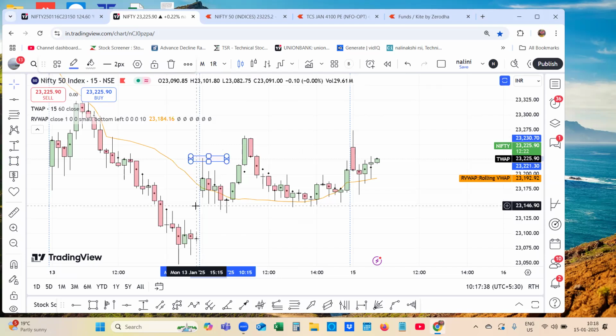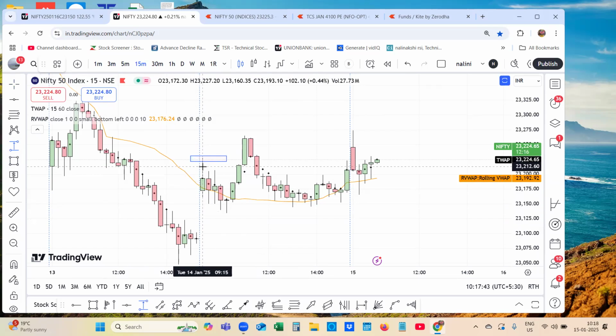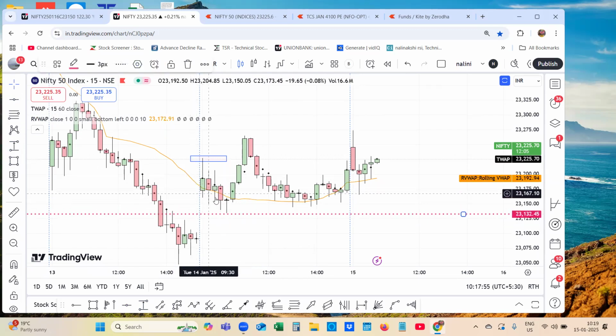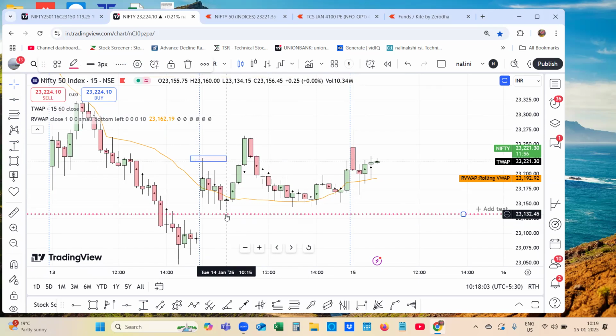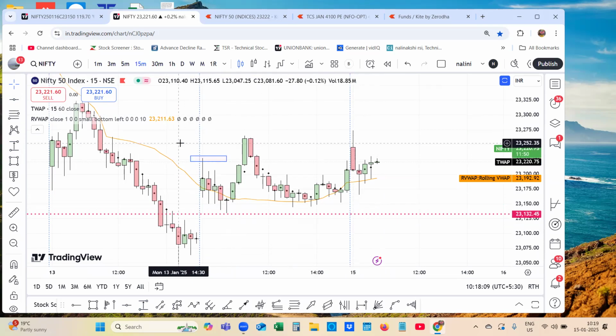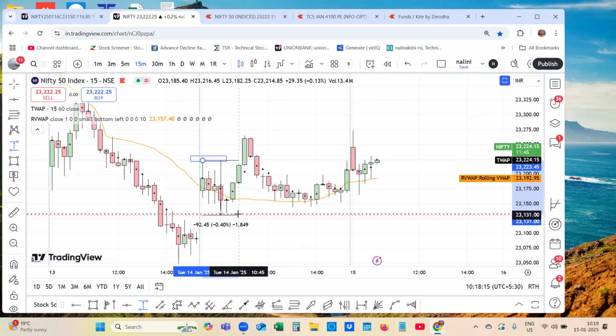Yesterday, the first candle was a bullish candle, gap up, and then it started making lower highs and lower lows. So the range was within the five candles. The range low was around 10.15. The low made was 23,134. Today, the same pattern is presented in a different way, and the total range was around 88 points.